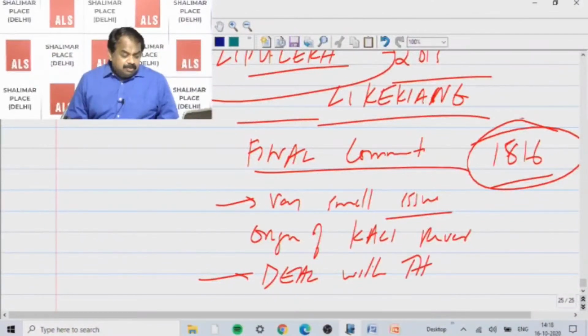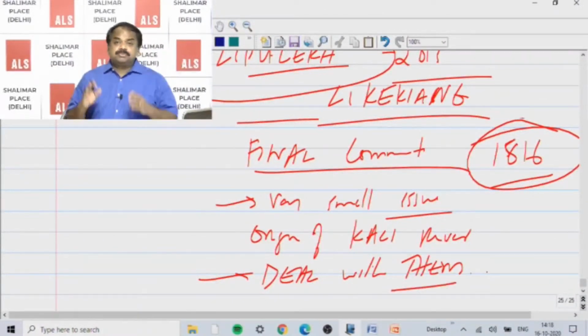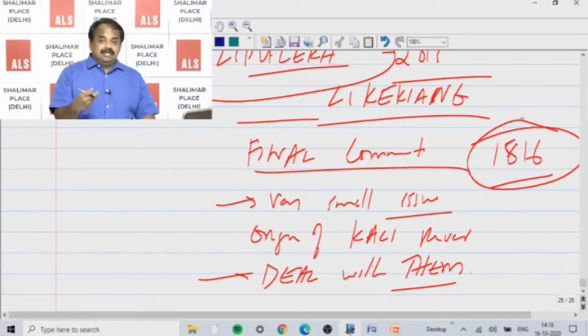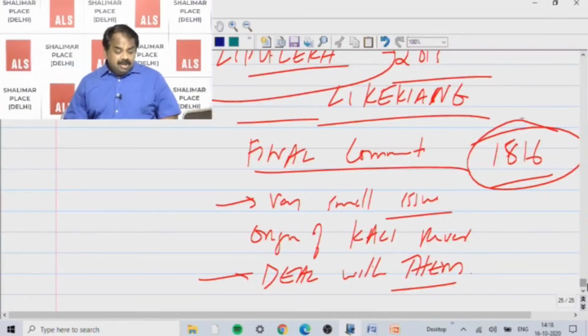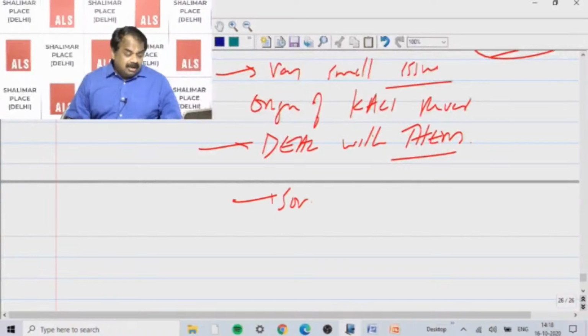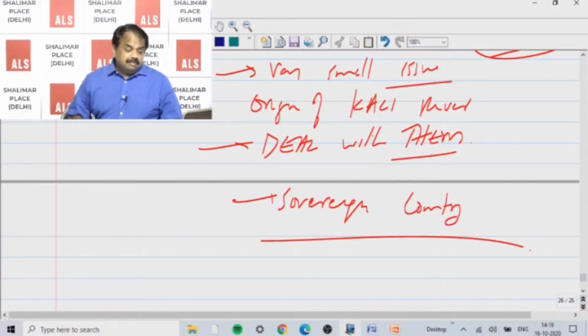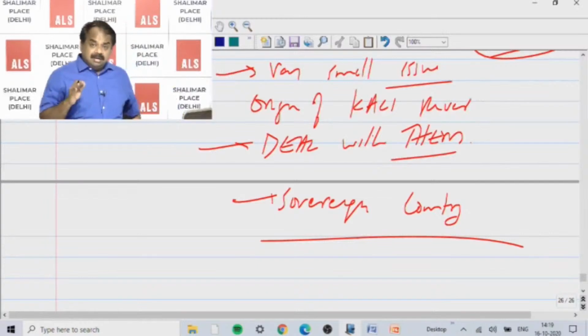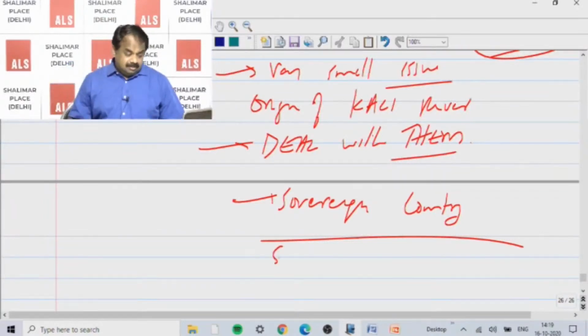And most importantly, a country like Nepal is a small country, not even the size of an Indian state. So we should be sensitive to the sentiments of smaller neighbors. We cannot brush aside. We should treat Nepal as a sovereign country, and we should be sensitive towards the sentiments.